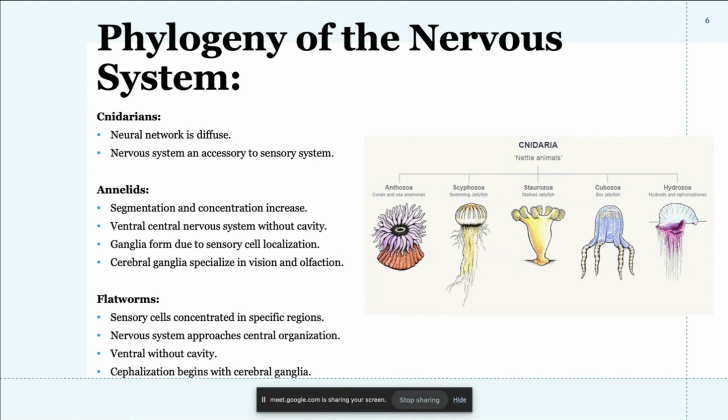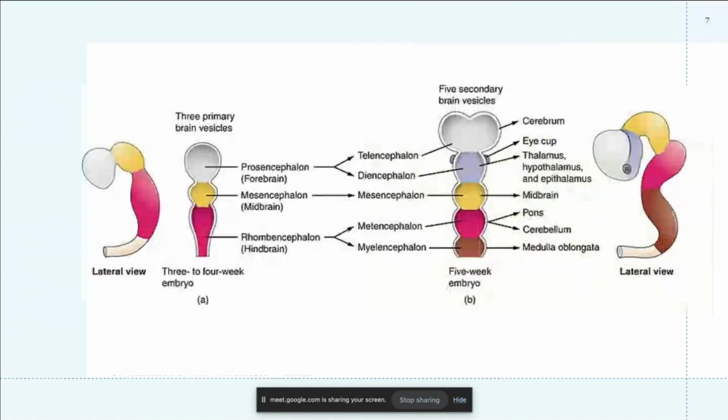Then we have annelids, which are worms. They have segmentation, and then they have a ventral central nervous system, and they have ganglia to help with sensory cell localization. Their cerebral ganglia helps them with some level of vision and olfaction, being smell. The flatworms have got sensory cells which are concentrated in specific regions. Then their nervous system has something kind of close to a central organization. And yes, that is all that is important to note for now.